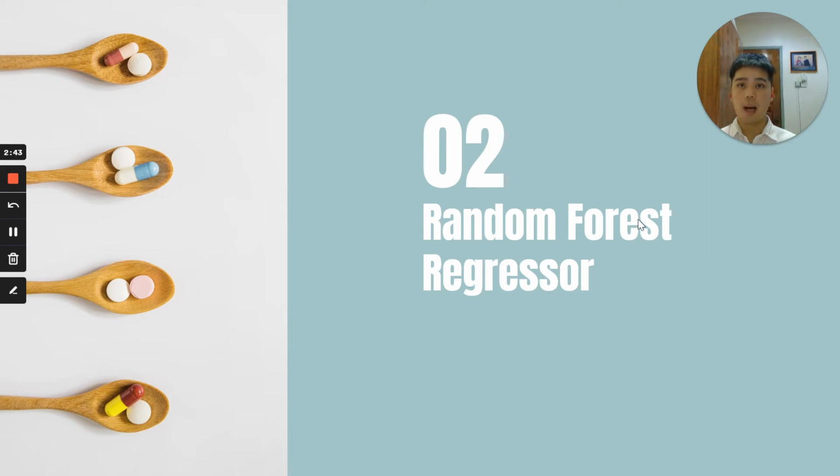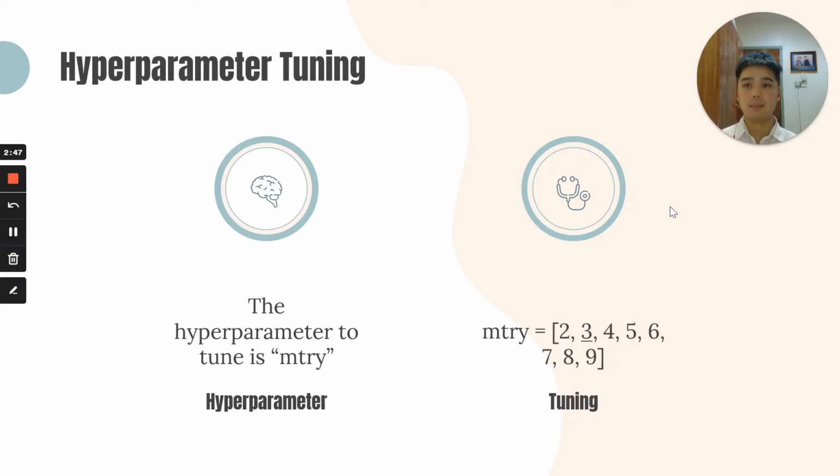In the second session, I'm going to describe the random forest regressor. The first step for the random forest regressor is to tune the hyperparameter. The hyperparameter to tune is mtry. mtry is the number of variables that will be randomly sampled as candidates at each split. The values to be tuned for the parameter mtry are 2, 3, 4, 5, 6, 7, 8, and 9.